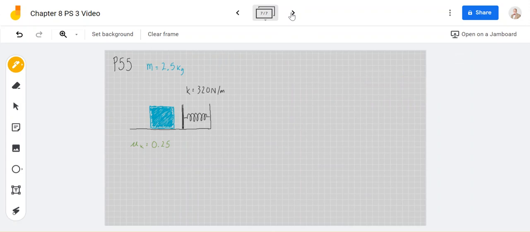55, last one. 55 says, a block of mass 2.5 kilograms slides head on into a spring of spring constant 320 newtons per meter. The coefficient of kinetic friction between the block and the floor is 0.25, while the block is in contact with the spring and being brought to rest. What are the work done by the spring force, the increase in the thermal energy, and what is the block's speed just as it reaches the spring? No problem. So it's moving on its way in.